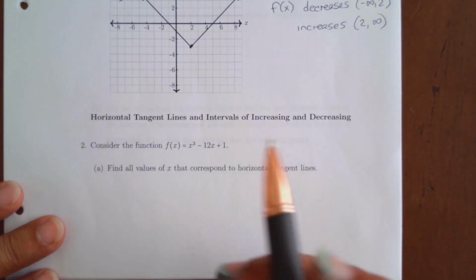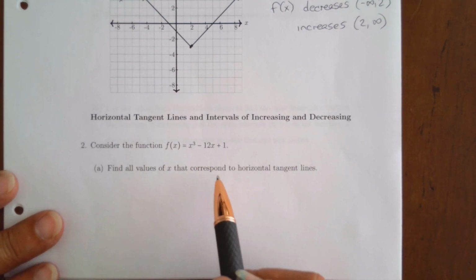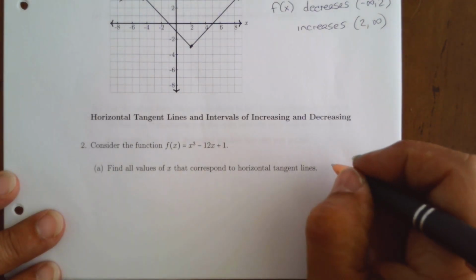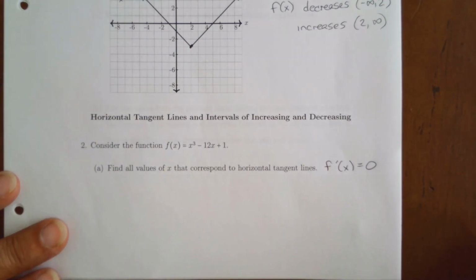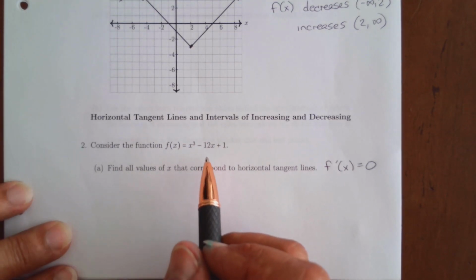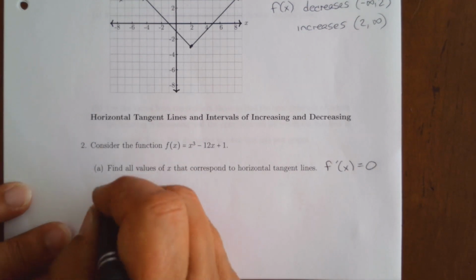So for number 2, we're given a function and it asks you to find all the values of x that correspond to a horizontal tangent line. Well, remember, a horizontal tangent line is where the derivative actually equals 0. So all you have to do is find the derivative, set it equal to 0, and solve for those x's, right? We're looking for just the x's.